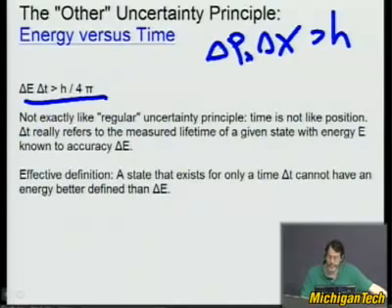So let's look at that in some detail. This is not exactly like the regular uncertainty principle of delta p, delta x. The delta t really refers to the measured lifetime of a given state where energy E is known to accuracy delta E. So a state that exists for only a time delta t cannot have an energy better defined than delta E. There are ways of measuring a photon at an exact time where you might appear to be beating the uncertainty principle, but they don't work. In actuality, a state that exists for a time delta t cannot have an energy better defined than delta E. That's what this uncertainty principle really means.